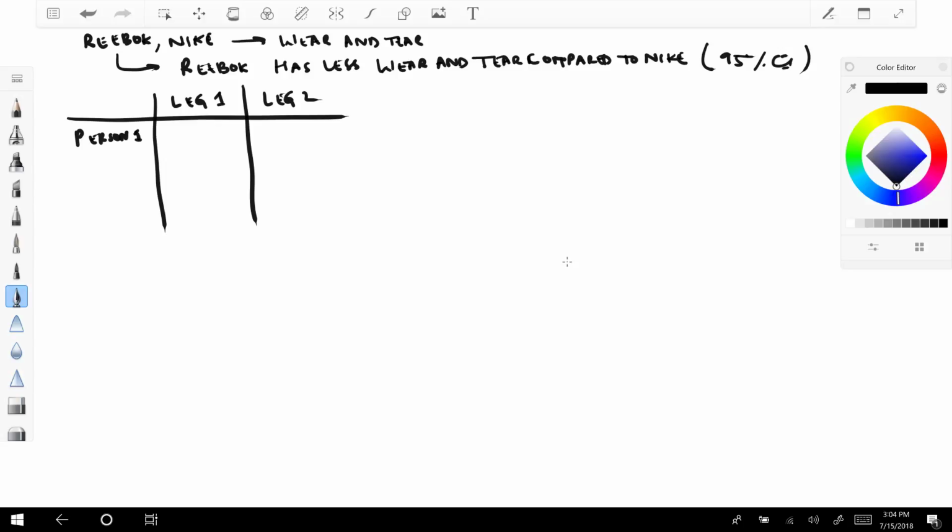And then suppose for one leg the person wears Reebok, on the other leg the person wears Nike. So this is random, it's not like leg 1 can be both right and left, leg 2 can be both right and left, any one of those. And we will measure the wear and tear of both the shoes in millimeters.